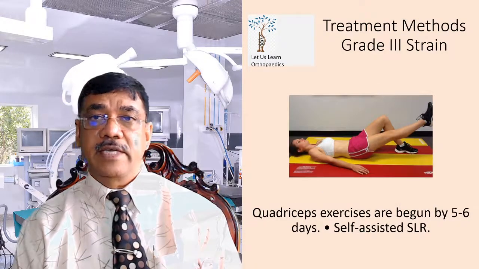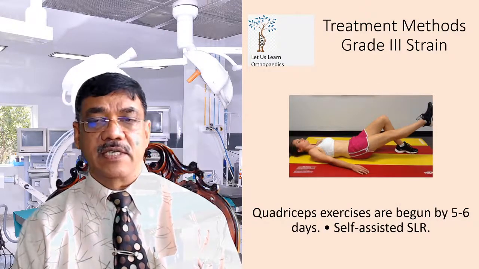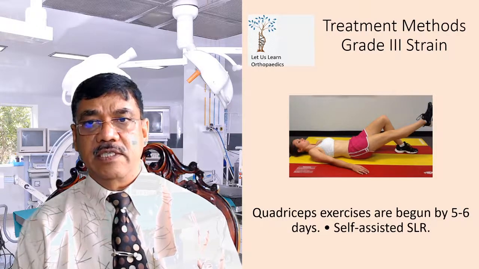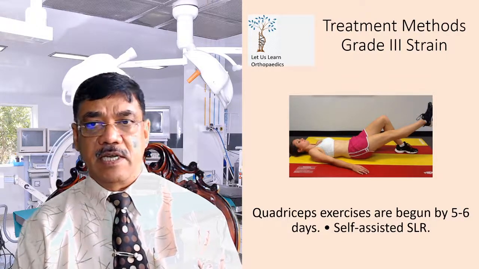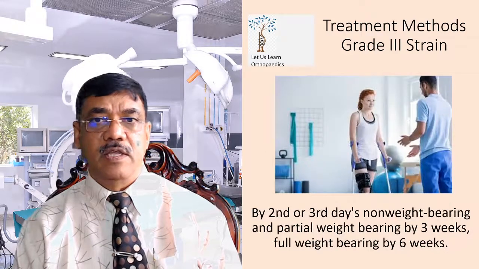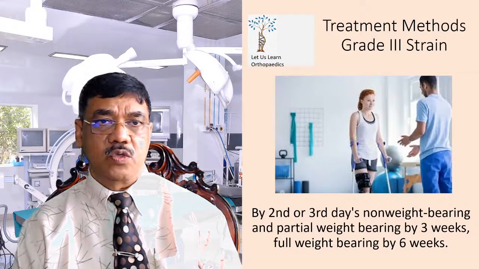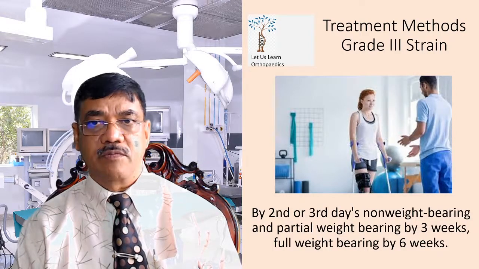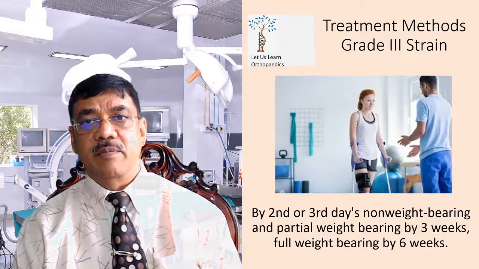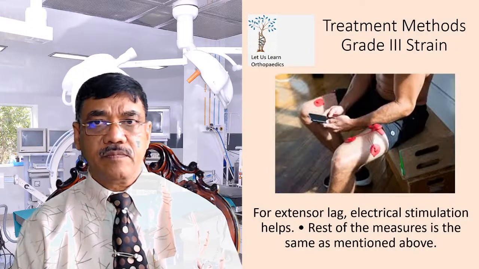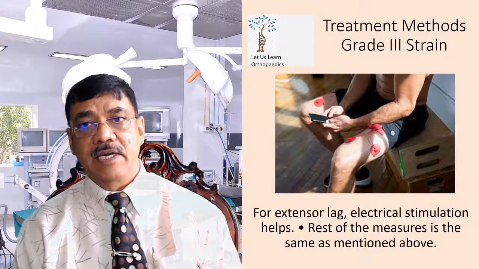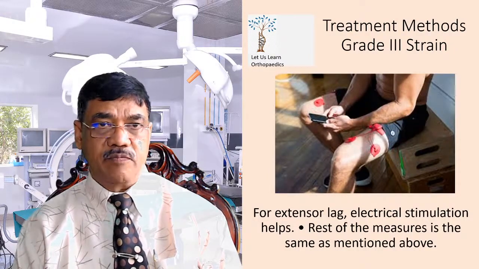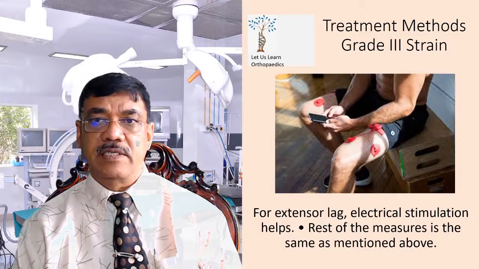For the grade 3 strain, quadriceps exercises are begun by 5 to 6 days. Self-assisted straight leg raising is advised. By the second and third days, non-weight bearing and then partial weight bearing for about 3 weeks. Full weight bearing by 6 weeks. For the extensor leg, electrical stimulation helps. The rest of the measures are the same as mentioned above.